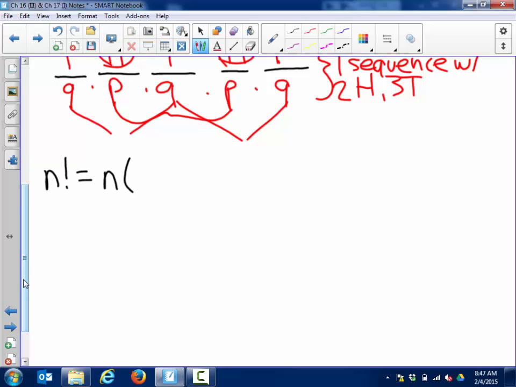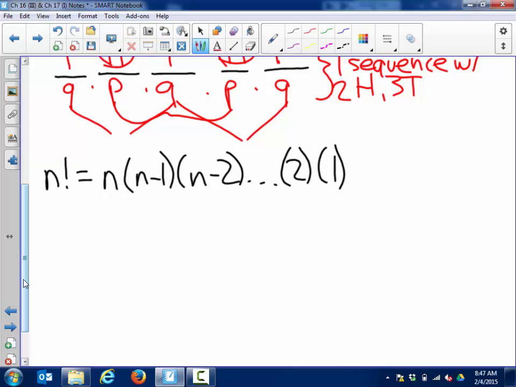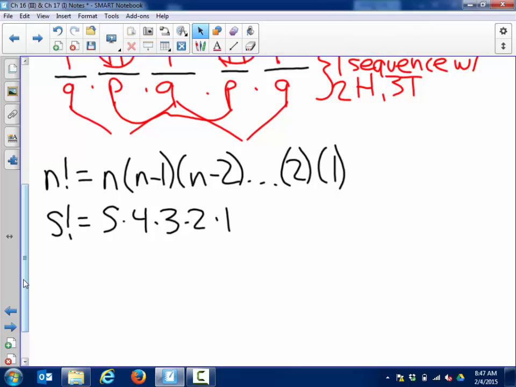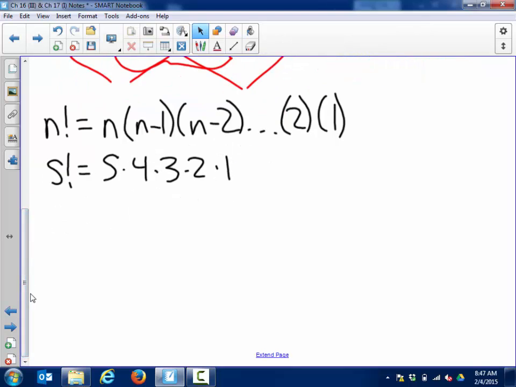Regardless, n factorial is defined to be n times n minus 1 times n minus 2 on down the line down to 2 times 1. So if I take 5 factorial, that would be 5 times 4 times 3 times 2 times 1. Now, how does 5 factorial apply? Well, 5 factorial answers the question.